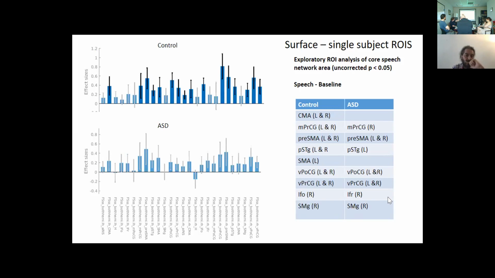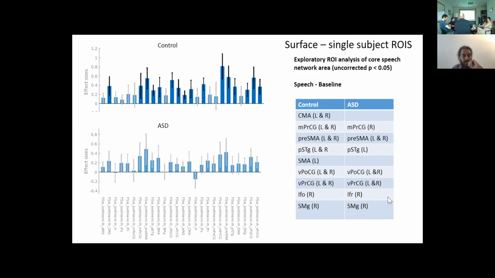But there's a lot of overlap in the areas that are significant. And my understanding, and I could be wrong, was that if I'm doing an exploratory ROI analysis of the core speech network, I don't have to correct. Well, you just have to say that it's exploratory. Yeah, it is. And because there are hypothesis-driven ROIs, which are different. That's fine.